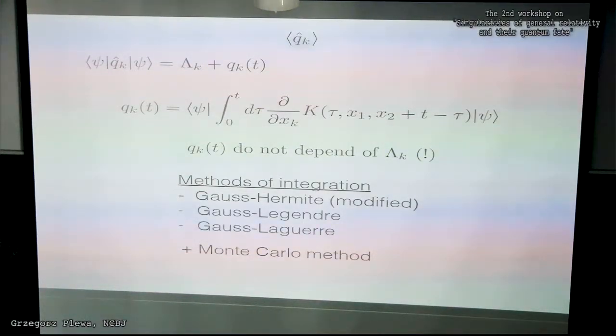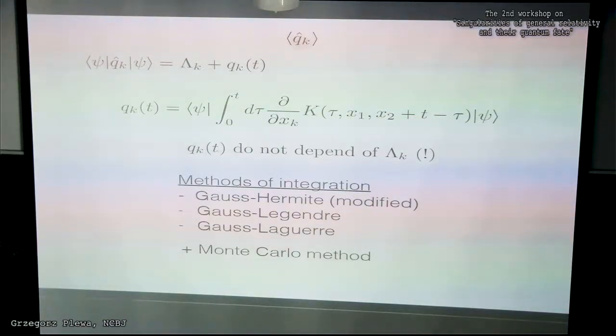does not depend on lambda k. And maybe it is good to mention here that the construction of this function is very non-trivial, because there are many integrals which have to be performed. The first is the k function, which contains two integrals over momenta. Then we have a differential operator acting on this, another integral, and two more integrals to get the expectation value.